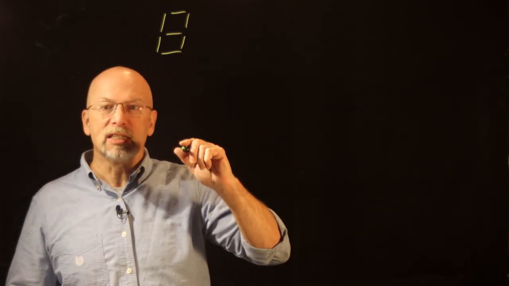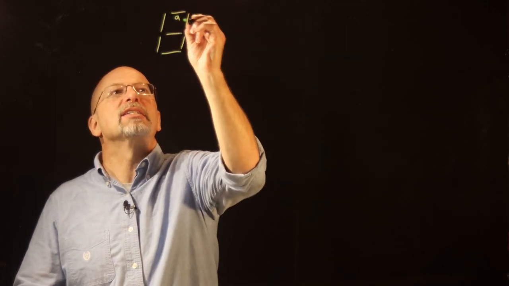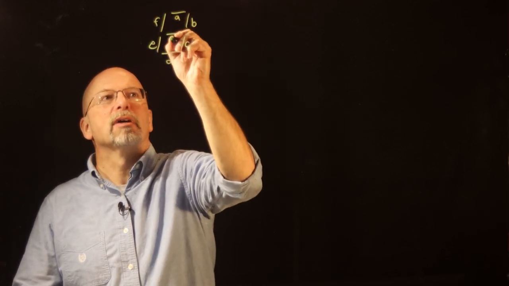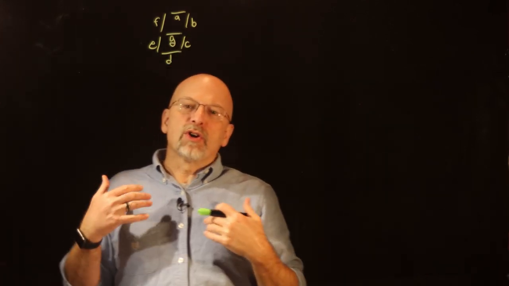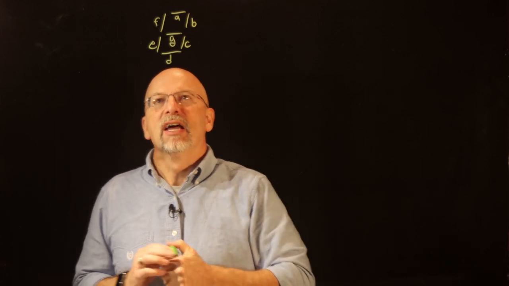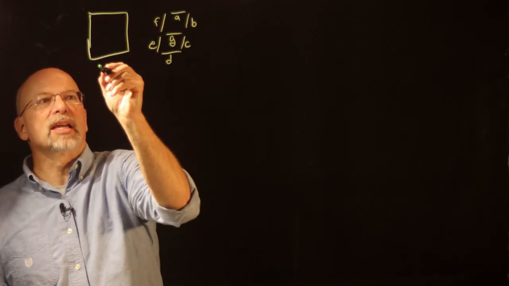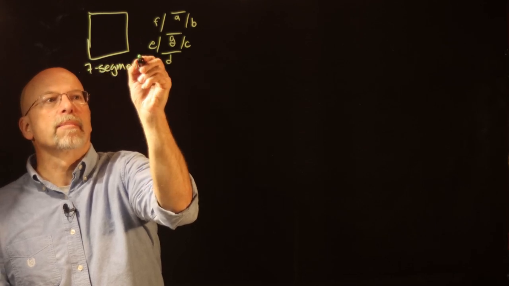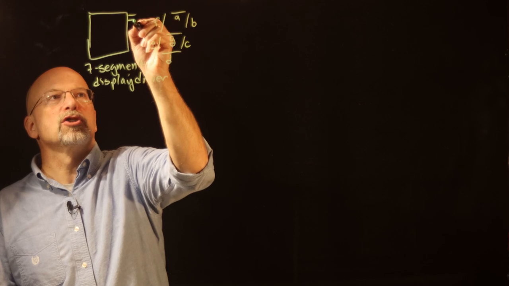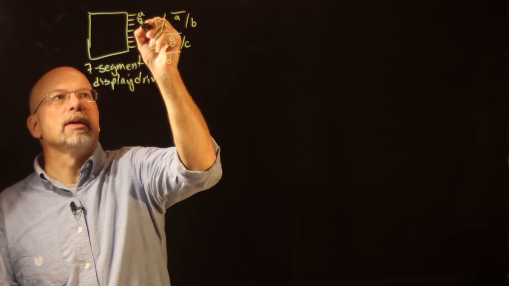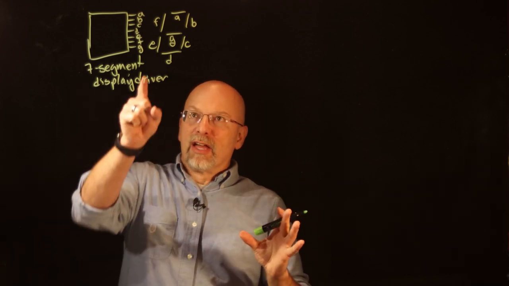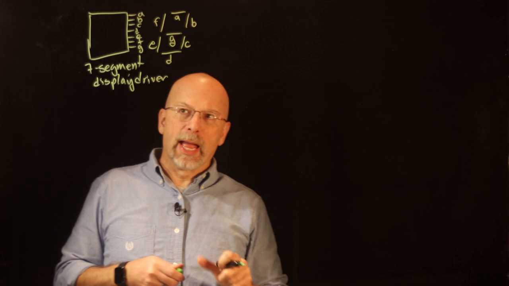Now, typically each one of these LEDs is given a little lowercase letter to identify it. I start at the top, a, b, c, and we have d, e, f, and g. In order to make it easier to display a digit there, there is a device called a seven segment display driver. What it has is seven outputs labeled a, b, c, d, e, f, and g. So it has those seven outputs that drive the different LEDs for this seven segment display. So those are all outputs.